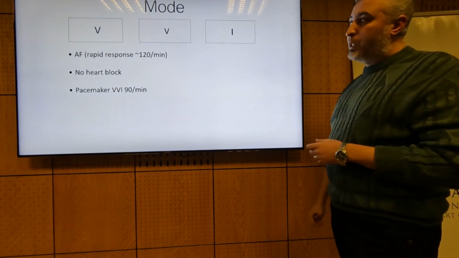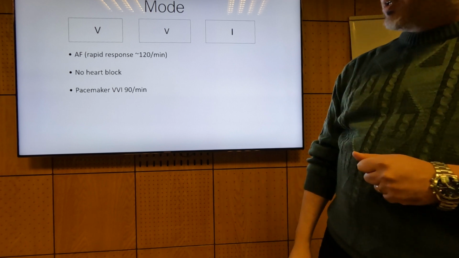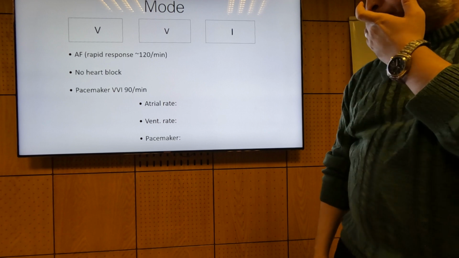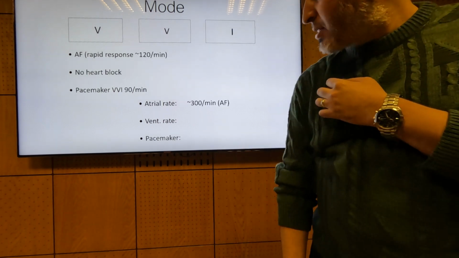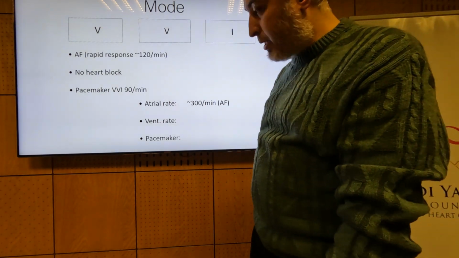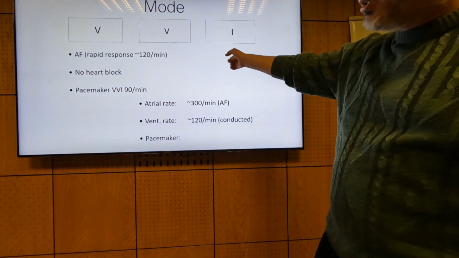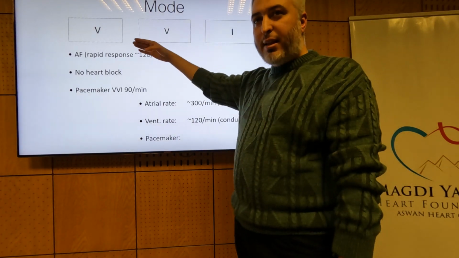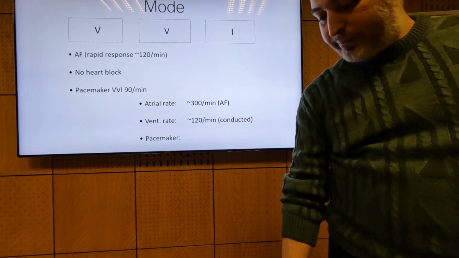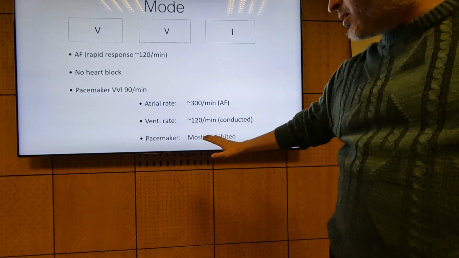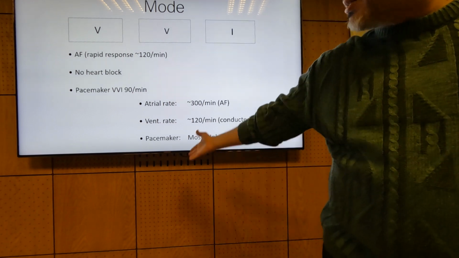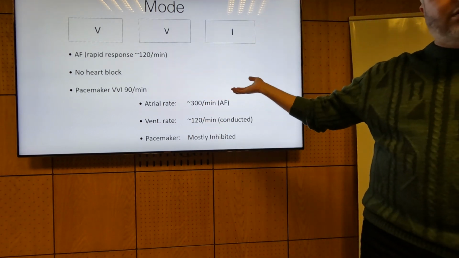So rapid AF 120, no heart block, VVI 90. What's the atrial rate? AF. What's the ventricular rate? 120, the rapid AF. So you're not able to slow the AF by ventricular pacing at a lower rate, because the faster rhythm will just take over, and the pacemaker will most of the time be inhibited. So now, what's the benefit here? Backup. That's like a backup.